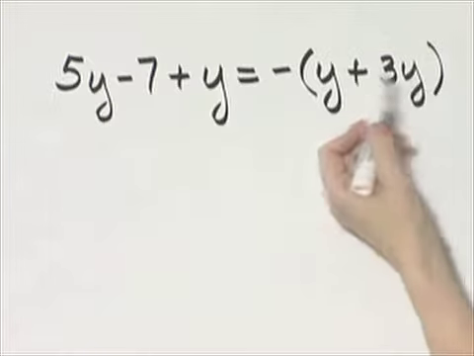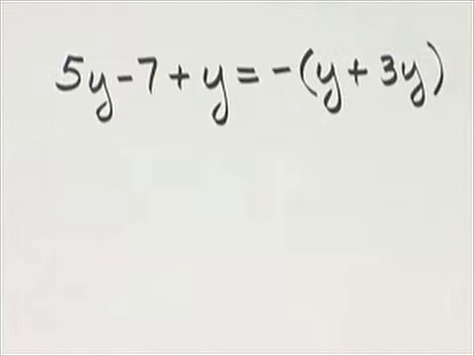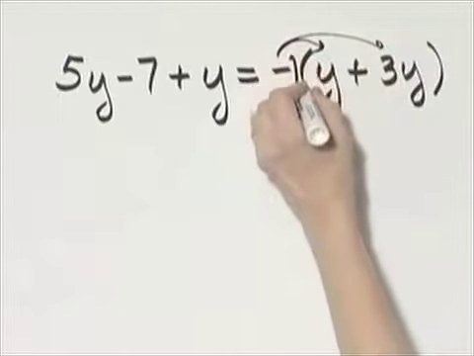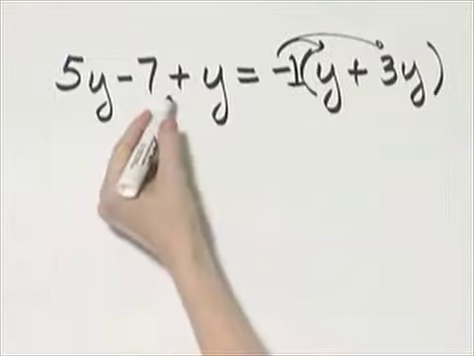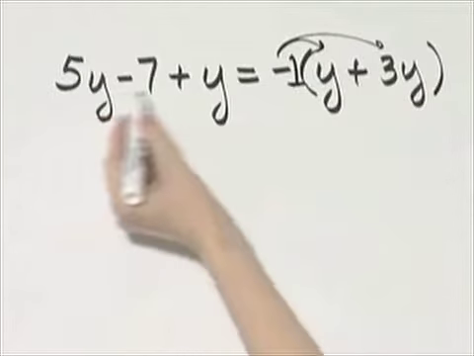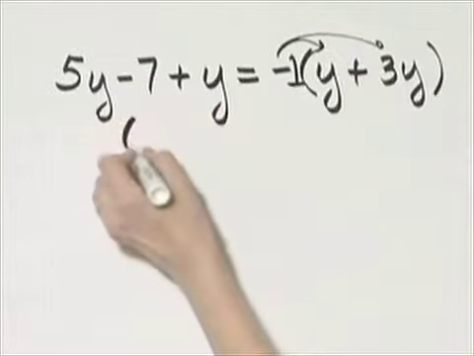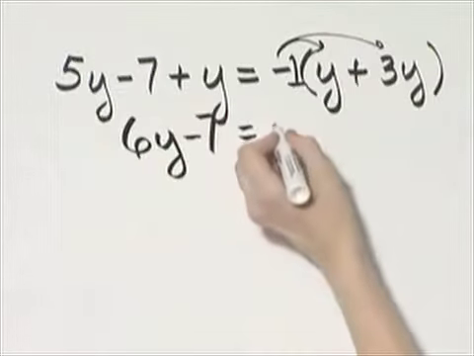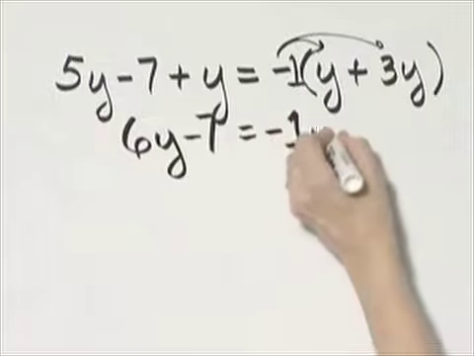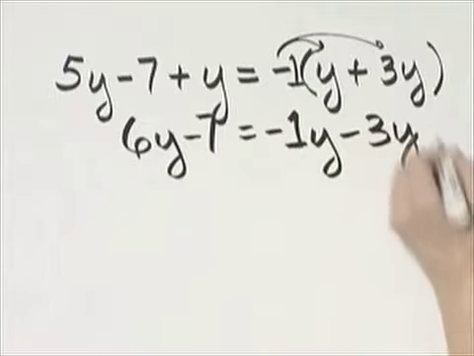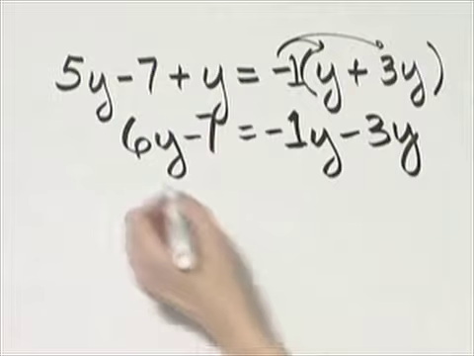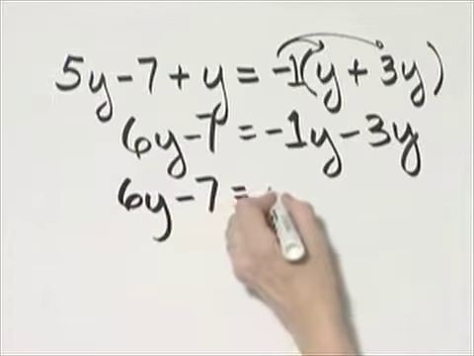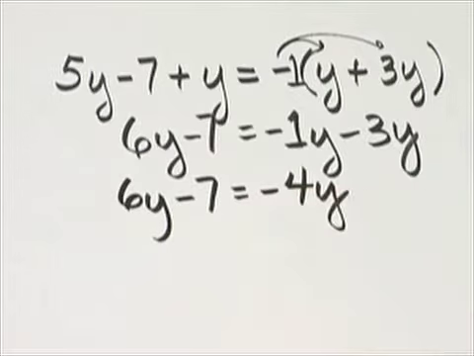That would be 4y, and this is the opposite of 4y. If you happened not to notice, you're still okay by using the distributive property. Now let's work on the left side. I do have 5y plus 1y. I'll go ahead and write that as 6y minus 7 is equal to, that's minus 1y minus 3y, and the same thing happens anyway. So I'll have 6y minus 7 is equal to negative 4y.